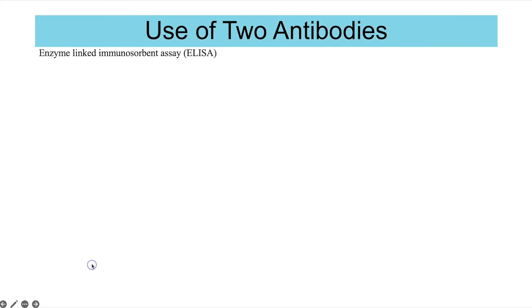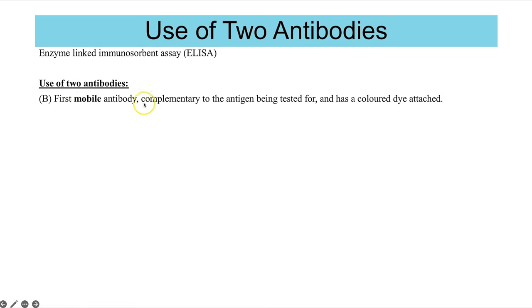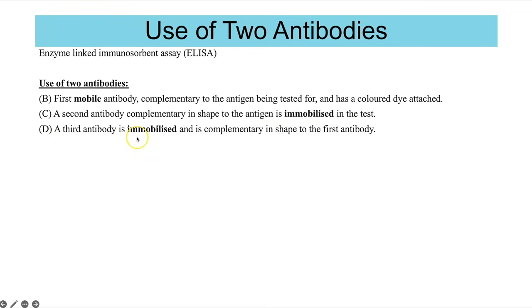So this is how we do our ELISA test, the enzyme-linked immunosorbent assay, that's what it stands for. You could use two antibodies. So first you'd have a mobile antibody, complementary to an antigen being tested for, and this has a coloured dye attached to it. You then have a second antibody, complementary in shape to the antigen, which is immobilised in the test. And then a third antibody is immobilised and is complementary in shape to the first one.